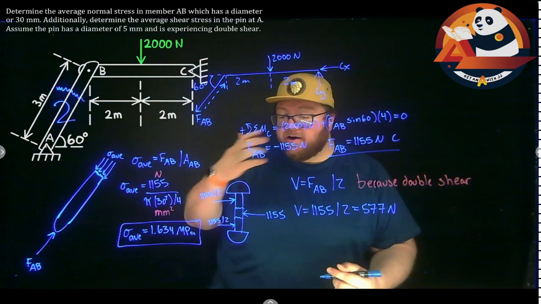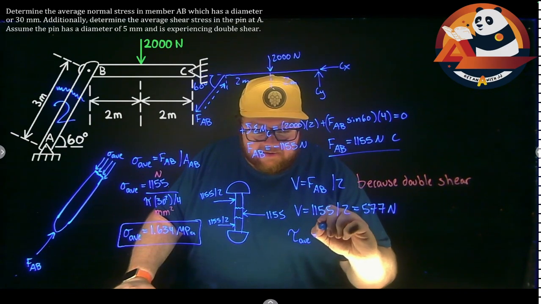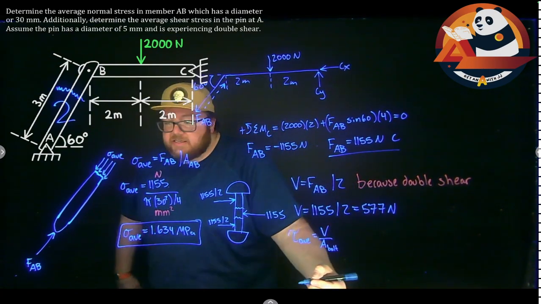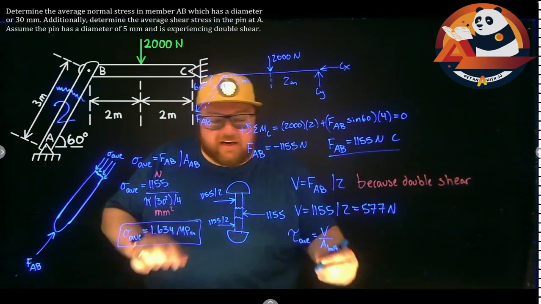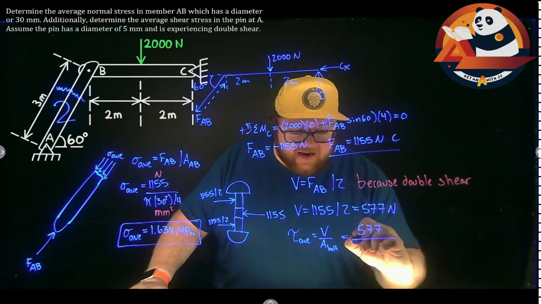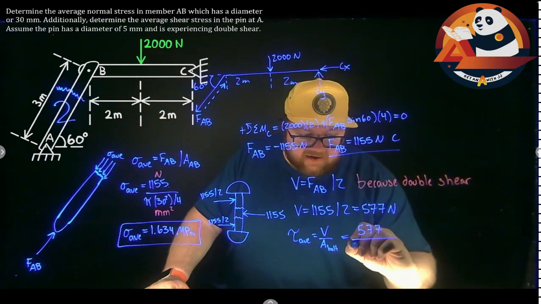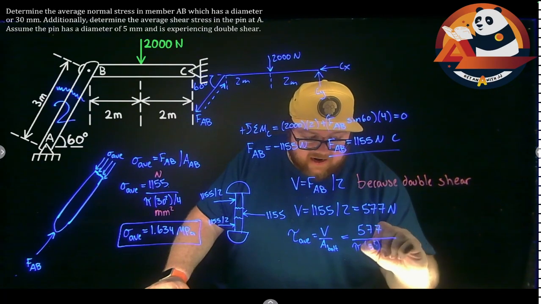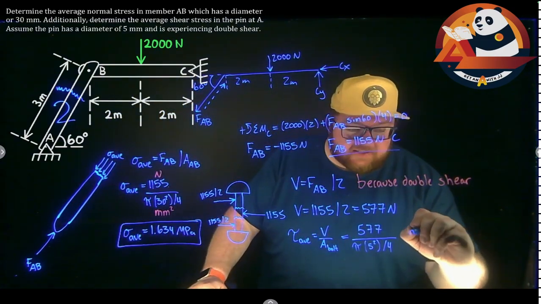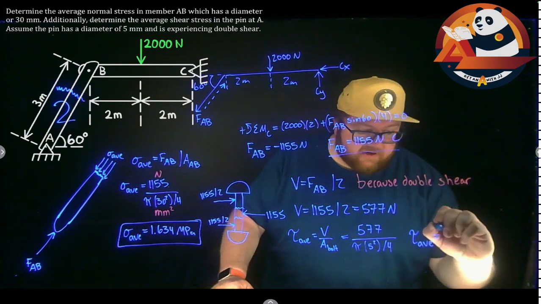Once I get to V, I can then get to my shear stress in the bolt, which should be my force divided by the area of the bolt. So my tau av should be my V divided by the area of the bolt, or the pin, bolt, same thing. This is going to get me my shear, we just said was 577, divided by the area. I'm given a diameter in here is 5 millimeters. So divided by pi times diameter, 5 squared over 4. Pi d squared over 4 is going to get me that my average shear stress in this bolt, tau av, is going to be 29.4, and we'll check our units.